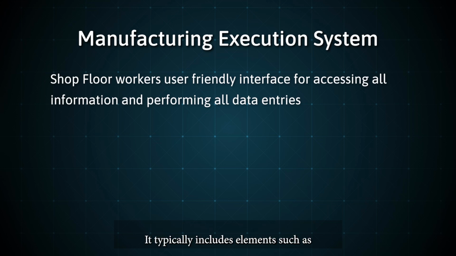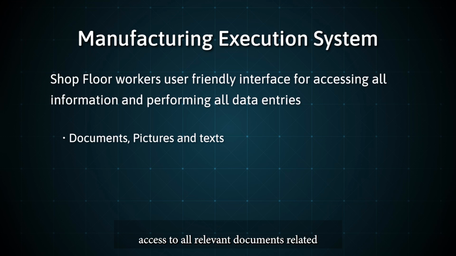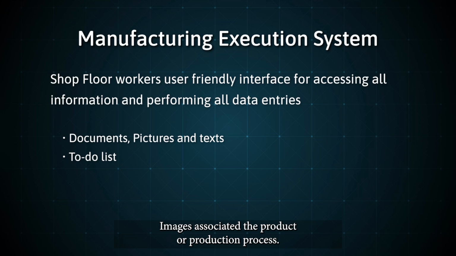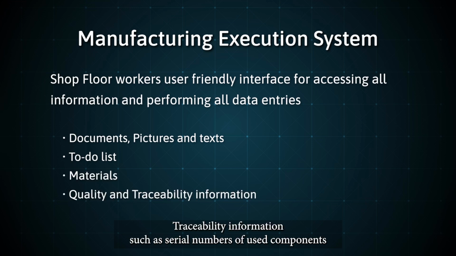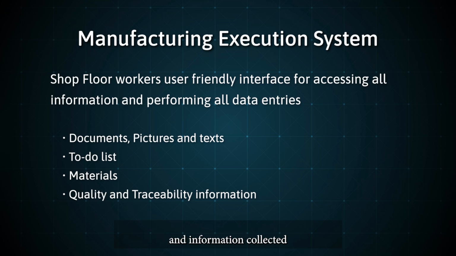It typically includes elements such as access to all relevant documents related to the product or production process, and images associated with the product or production process, instructional text, a detailed guiding to-do list, materials to be used during production, traceability information such as serial numbers of used components, and information collected during the production process.